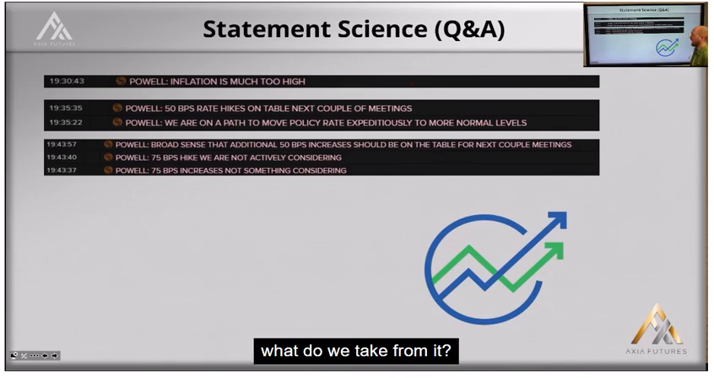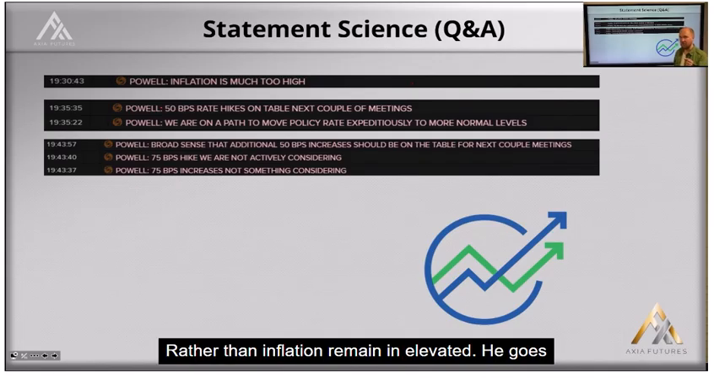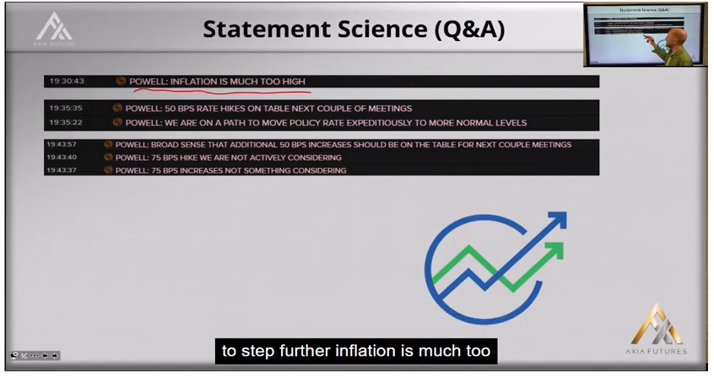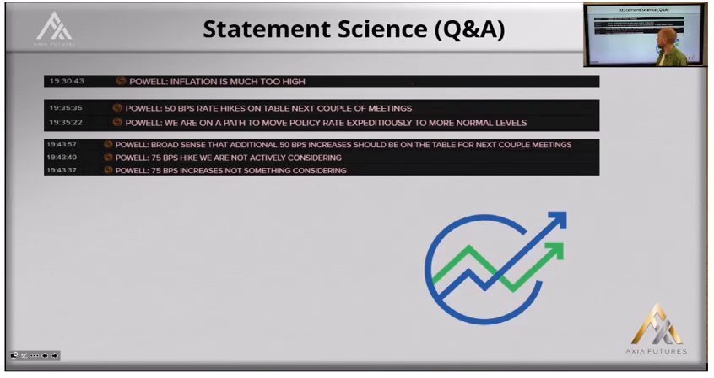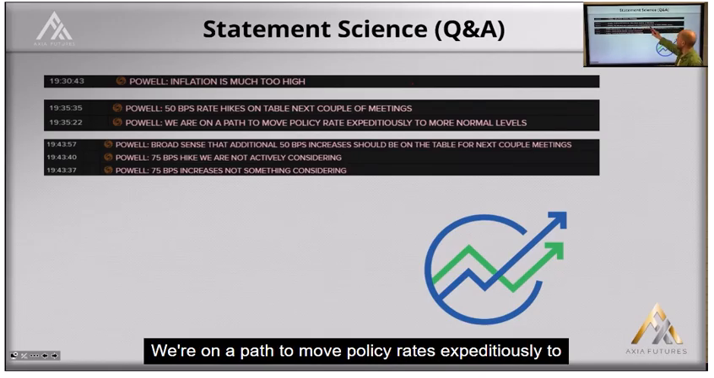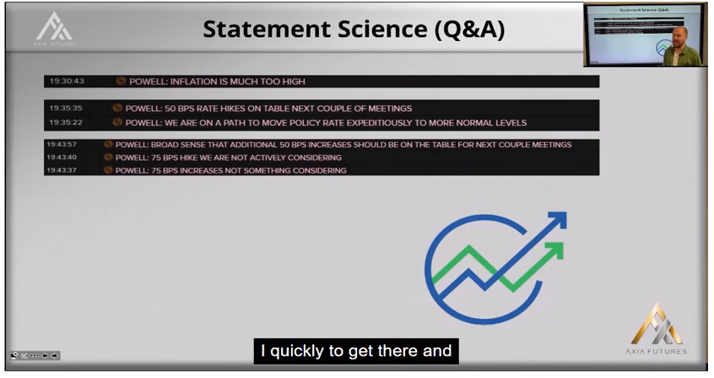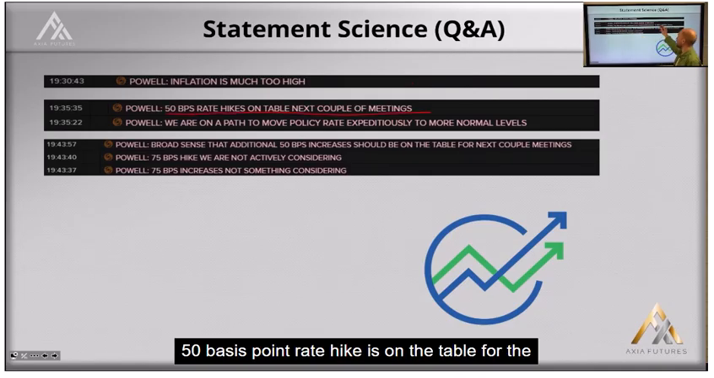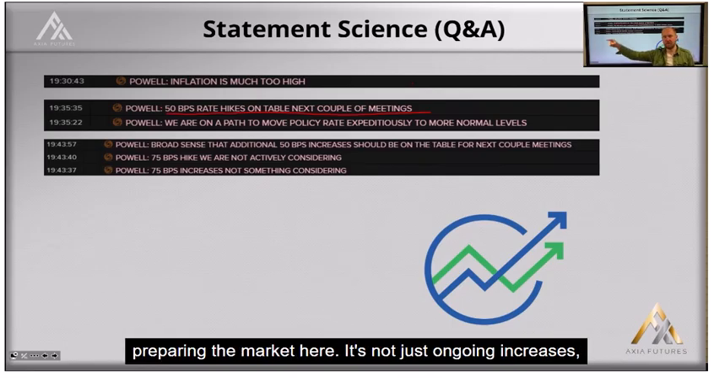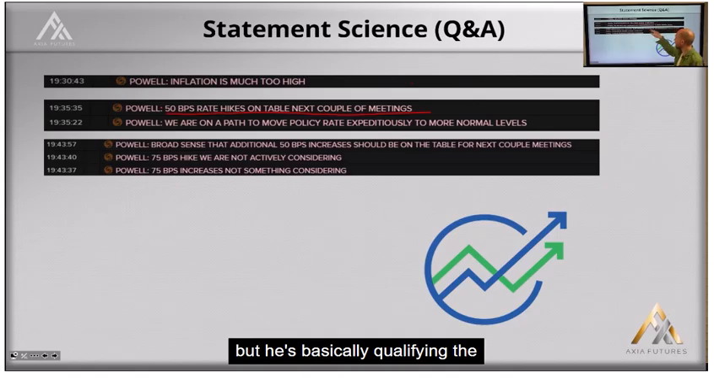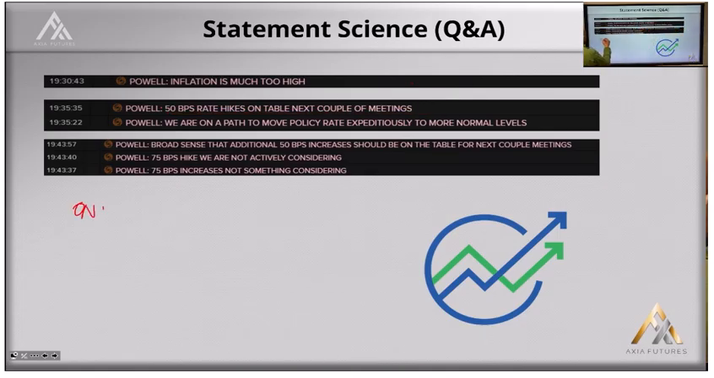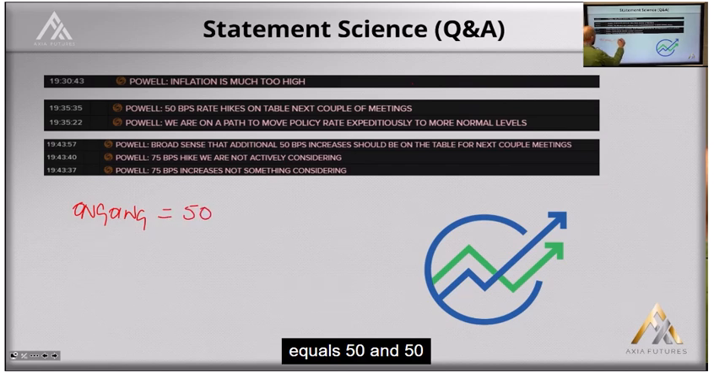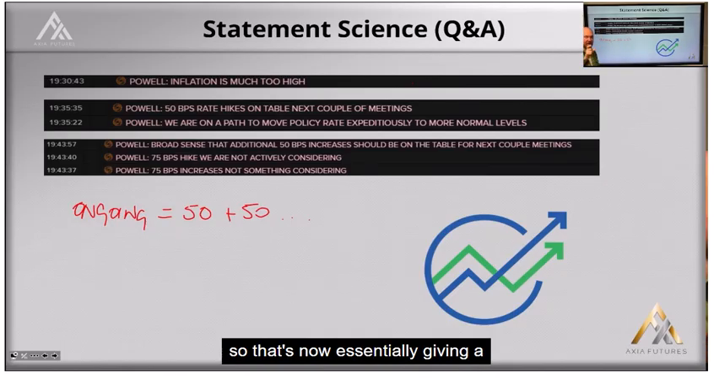So, what do we take from it? Just to clarify, rather than inflation remaining elevated, he goes a step further: inflation is much too high. That implies very clearly that they still need to do something about it. We're on a path to move the policy rate expeditiously to more normal levels, i.e. quickly to get there, and a 50 basis point rate hike is on the table for the next couple of meetings. So what he's doing is pre-preparing the market here. It's not just ongoing increases, but he's basically qualifying the ongoing: ongoing equals 50 and 50 and potentially more. So that's now essentially giving a quantity to the qualifying language. That's what ongoing can now be assumed to mean.